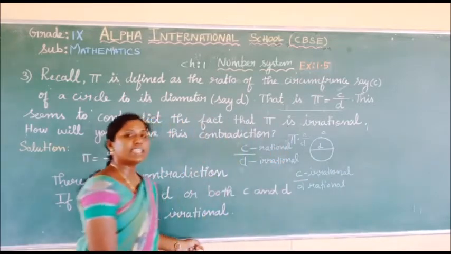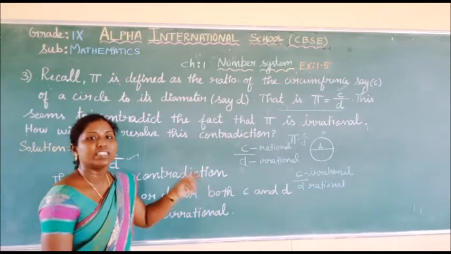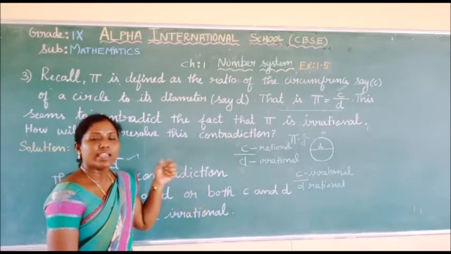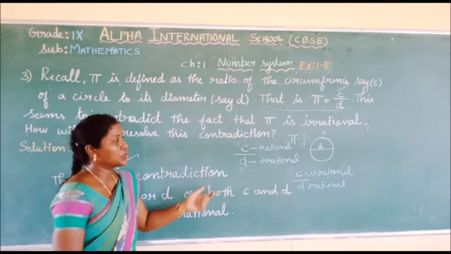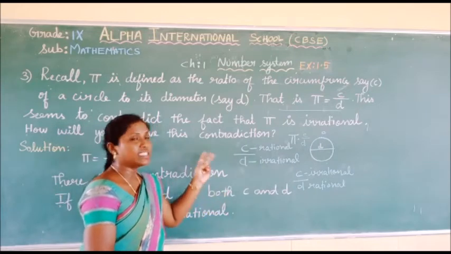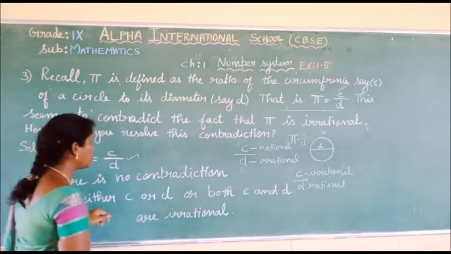If the numerator is irrational and the denominator is rational, then also the answer comes under the irrational condition. So we can say either C or D. So see the solution here.